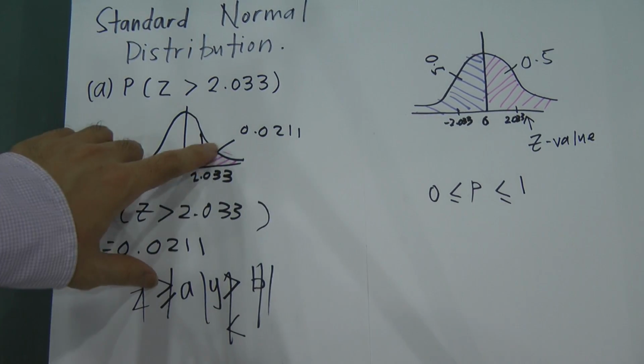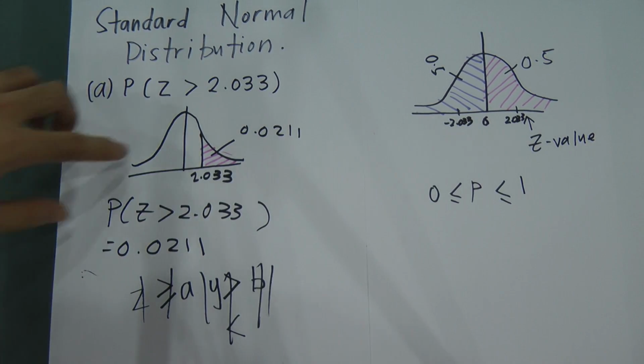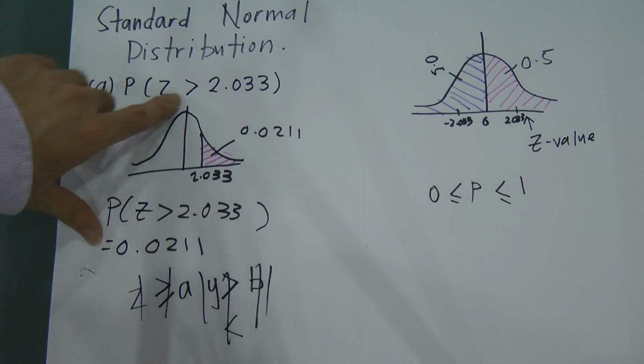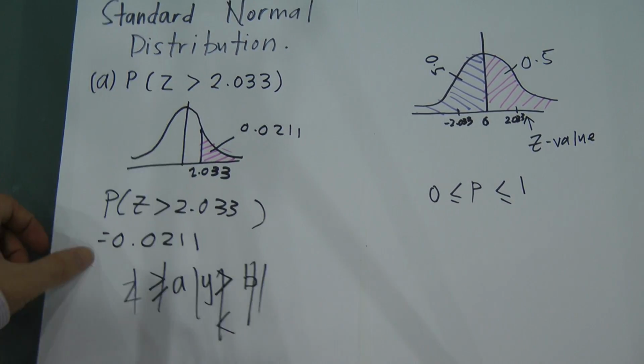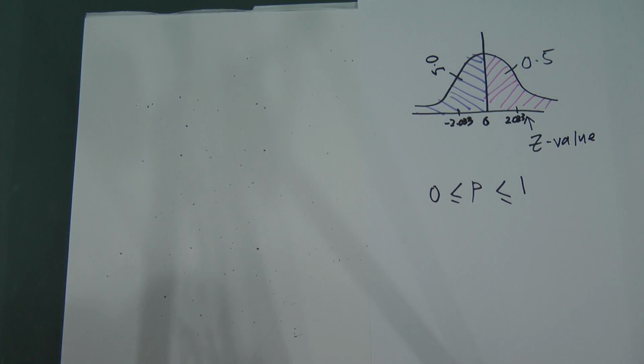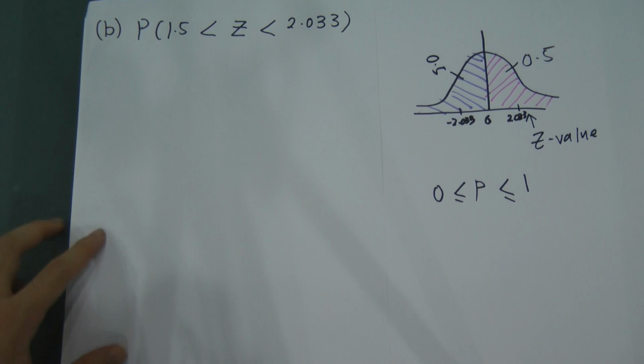So this is very small probability here. So remember, the value here is for probability. Okay, then we go to the next one maybe. Okay, you got something like this.